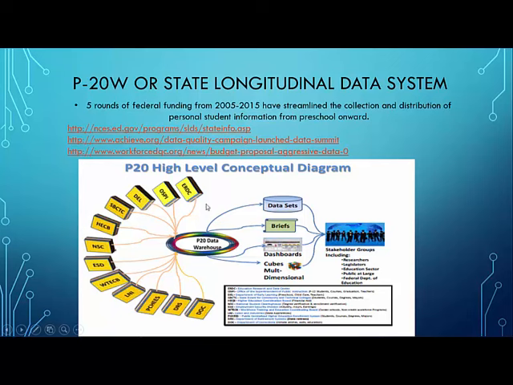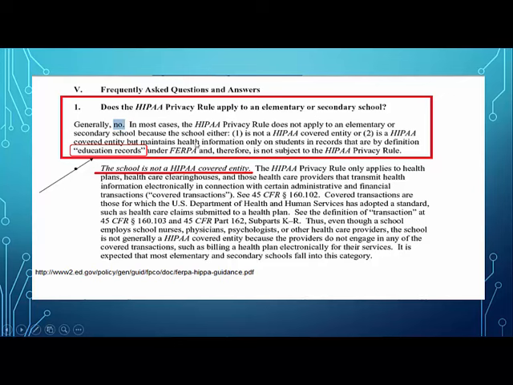Okay? So this is where it gets a little tricky because most parents believe that HIPAA protects medical records. Well, what is happening, and this is a U.S. Department of Ed PDF that is a Q&A, and it asks, does HIPAA privacy rule apply to an elementary or secondary school? And it says generally no. In most cases, HIPAA privacy rule does not apply to an elementary or secondary school because the school is not a HIPAA-covered entity, or the records that they maintain, the health information on students, are, by definition, education records under FERPA.